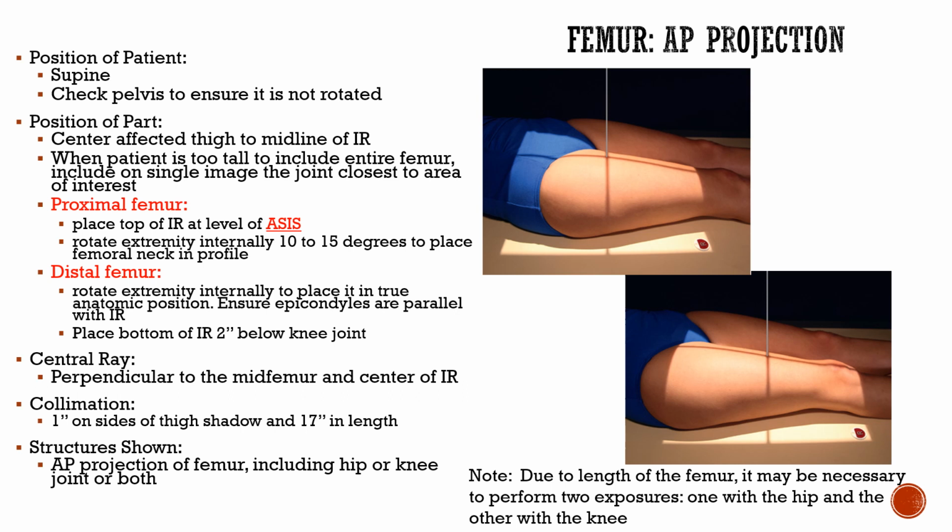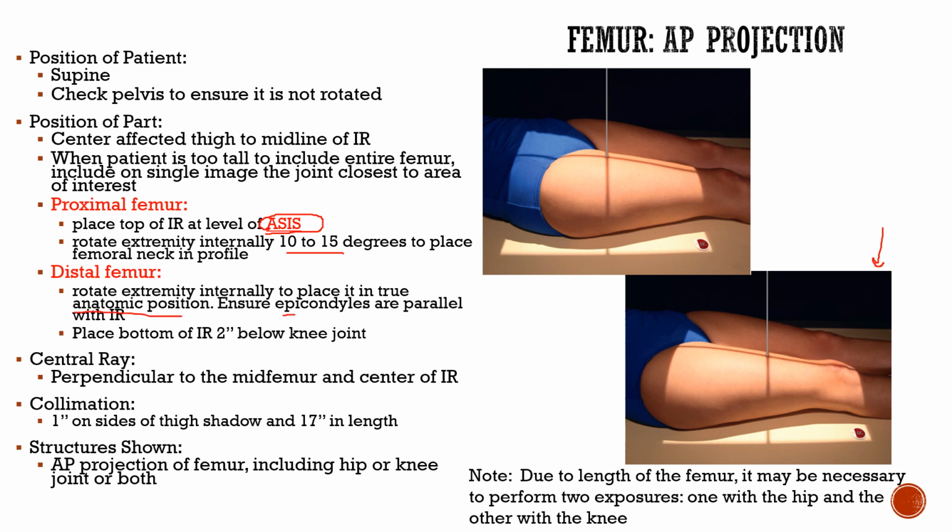When the patient is too tall to include the entire femur, we will include on a single image the joint closest to the area of interest. Now for the proximal femur, you want the top of the image receptor at the level of the ASIS. Rotate the extremity internally 10 to 15 degrees to place the femoral neck in profile. On the distal femur, which is the one shown down below, we're going to internally rotate the leg to make sure it's in a true anatomic position.